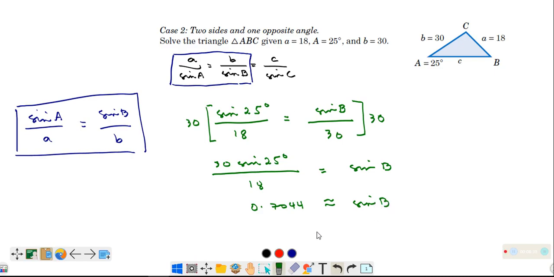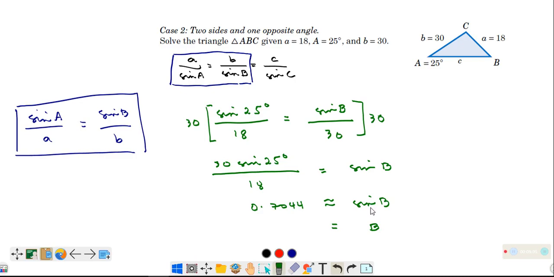Now we have two different possible na solution for finding the missing sides. Mamaya di-discuss ko siya. Pero dito muna tayo mag-focus kay 0.7044. Take note, sine B pa siya. Hindi pa siya yung kailangan natin, kasi ang kailangan lang natin ay B. So, ano gagawin natin kay sine?